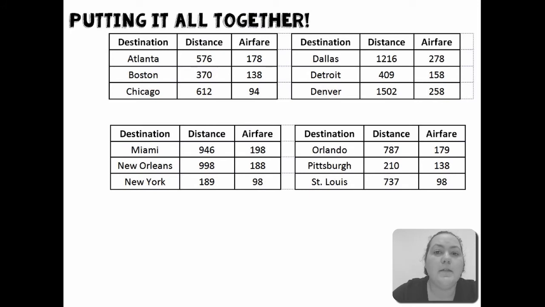All right, putting it all together. So we have some flights to different destinations. They gave us the total distance and the cost of airfare. So I'm going to go ahead and put all this data into my calculator. I'm going to put all the distances into list 1, and all the airfare costs into list 2.